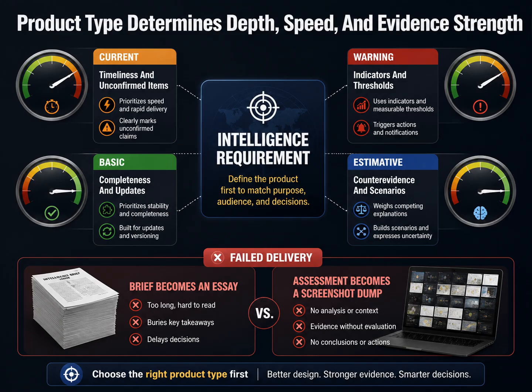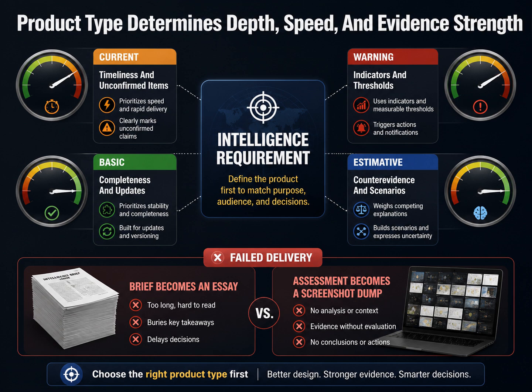Product choice changes the workload immediately. If someone needs to know what happened this morning, and you spend 2 weeks building historical context, your answer may be accurate but useless. The decision window has already closed. The opposite failure is just as common. Management asks whether a supplier is likely to remain reliable for the next 6 months, and the analyst delivers a folder of today's screenshots. There is no baseline, no counter evidence, and no comparison of possible futures.